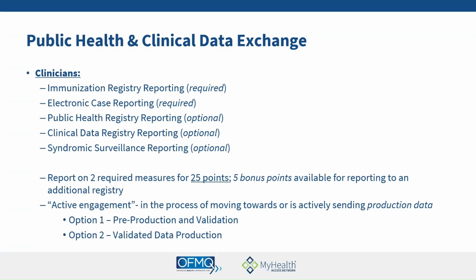If you are in either one of those buckets, that counts for active engagement, and you get to say, yes, we're doing this for the public health reporting. You have to meet all of those required measures within this objective to get the full points. For clinicians, you'd need to do the 2 required measures and you would get 25 points for this objective. For hospitals, you report a yes or no on all 5. If you are a yes or excluding those, then you get the full 25 points on this objective. There are 5 bonus points that are available for reporting to an additional registry.